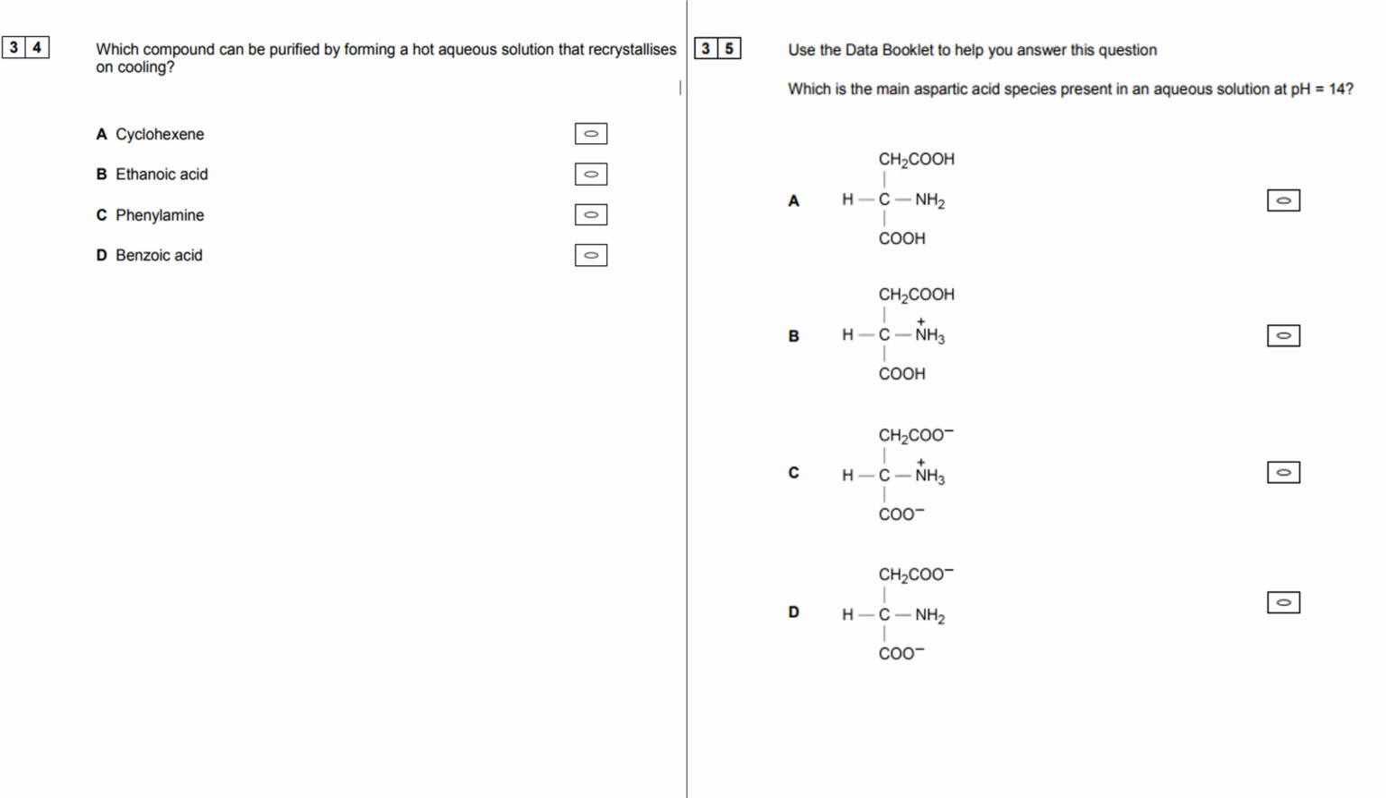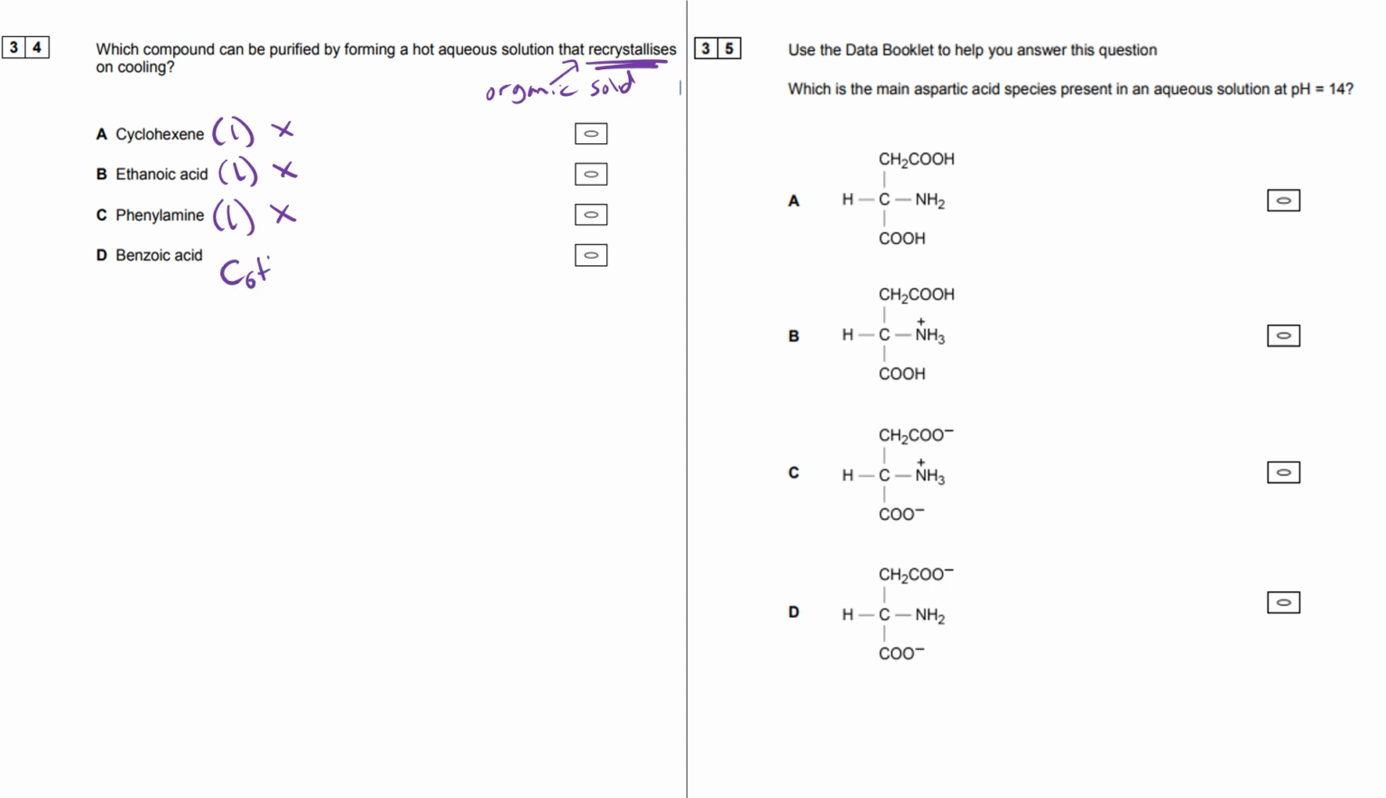Question 34. Which compound can be purified by forming a hot aqueous solution that recrystallizes on cooling? So the type of compounds that are recrystallized are your organic solids. So which one is going to be recrystallized here? So cyclohexene, you should be aware, is a liquid. Organic liquid will not be recrystallized. Ethanoic acid is also a liquid. That would not be recrystallized. Phenylamine, again you should be aware, is a liquid as well. That will not be recrystallized.